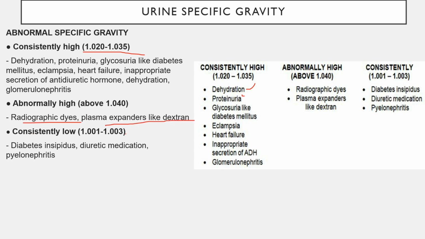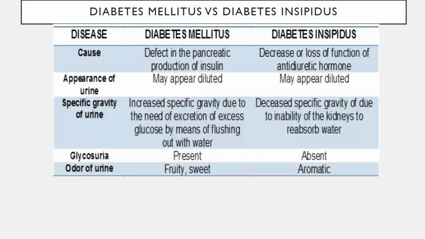And if it's consistently low, 1.001 to 1.003, the patient could be suffering from diabetes insipidus, diuretic medication, and pyelonephritis. So take note of the types of abnormal specific gravity and their causes.